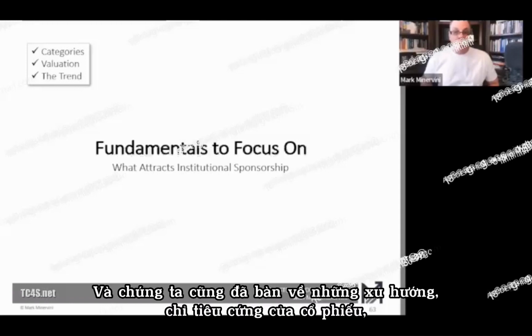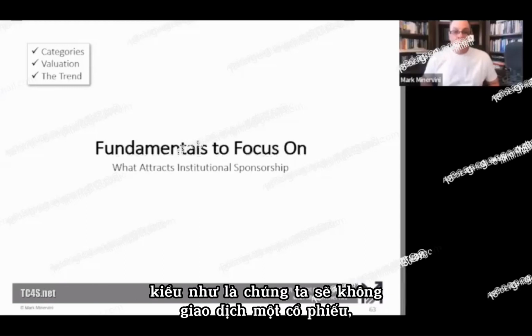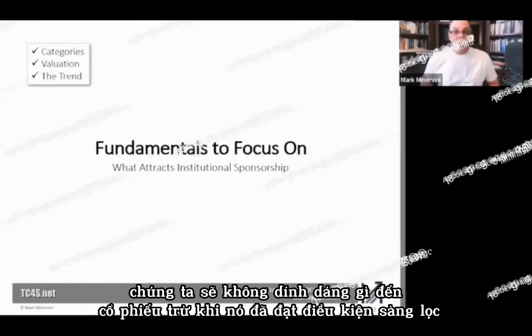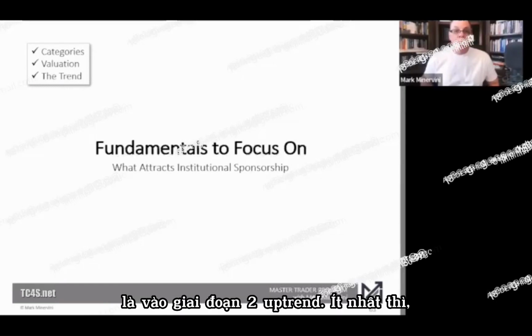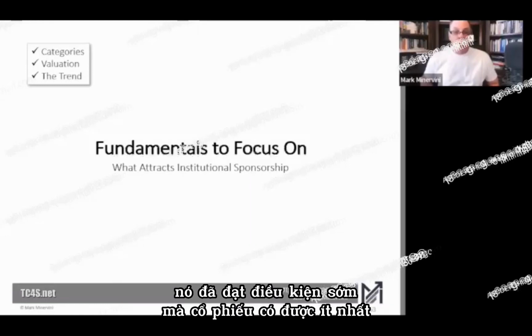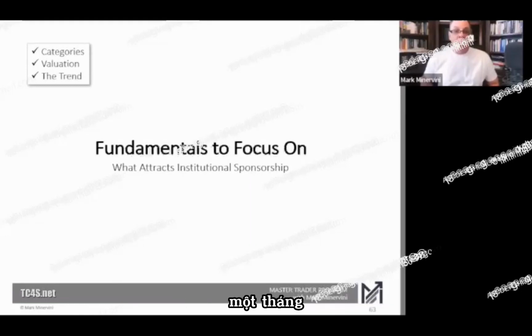And then also we spoke about the trend, non-negotiable criteria, and how we're not going to trade a stock. We're not going to get involved in a stock unless it already meets that qualifier, where we're in a stage 2 uptrend. At the very least, it's meeting the early turn criteria, where you've got at least a month of upturn in the 200-day or above the 200-day moving average, and so forth.